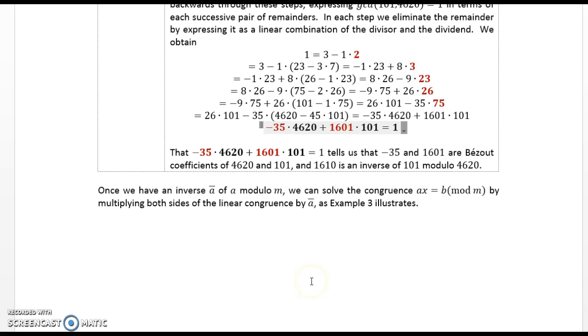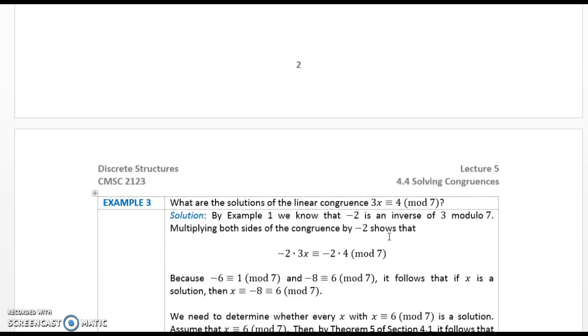Once we have an inverse a hat, or the complement of a modulo m, we can solve the congruence ax is congruent, not equal, congruent. We'll have to make a little correction here. ax is congruent to b modulo m by multiplying both sides of the linear congruence by the complement of a, as shown in example 3.